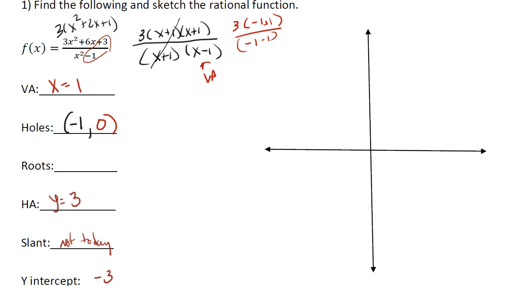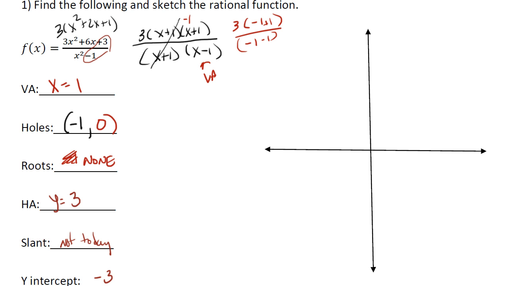And finally, the root is whatever's left. And we look, and it would be negative 1, right? So you might be thinking, oh, negative 1. But hold on. Negative 1 was a hole. Well, guess what? You can't be a root and a hole at the same time. So roots doesn't have any. There are none. It just doesn't work.